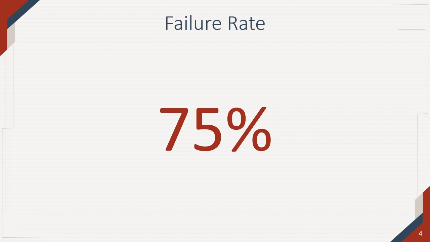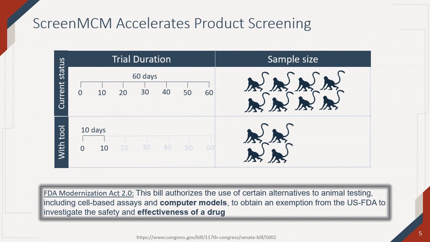Let me show how we developed a product screening tool with biologic understanding of the disease and machine learning that can potentially cut this failure rate in half. Our tool, ScreenMCM, can screen new products in less than 1/3 of the time that it takes currently. ScreenMCM intends to reduce trial duration of proof of concept trials and their respective sample sizes.